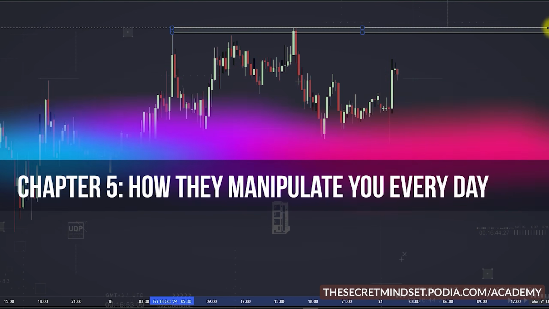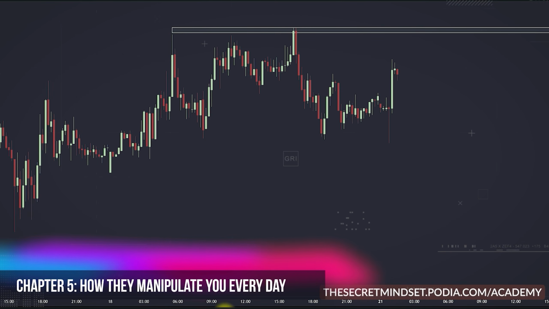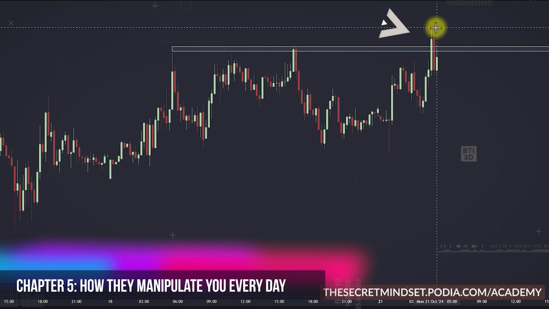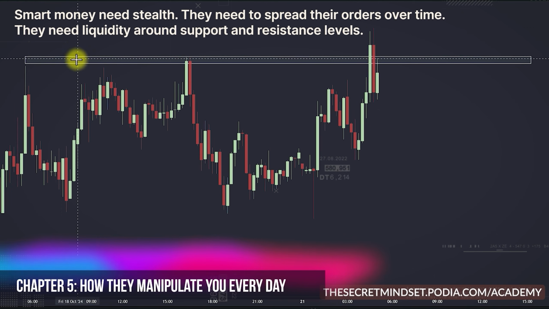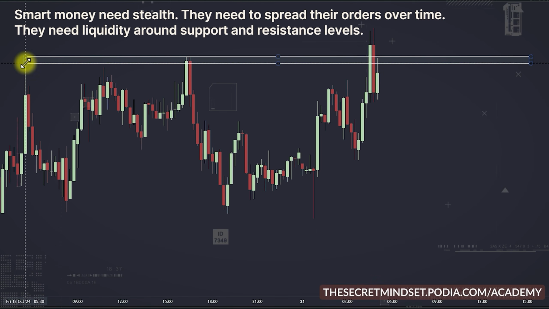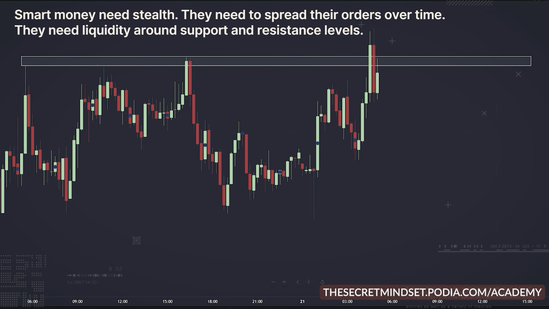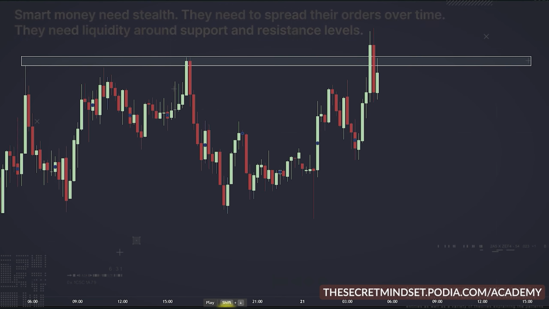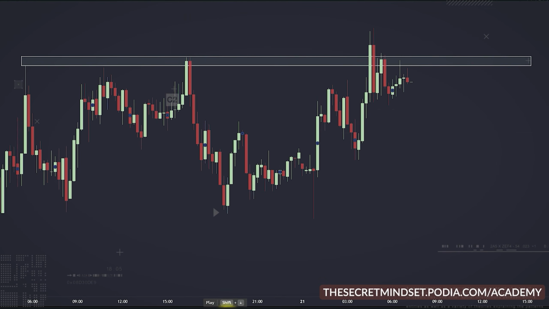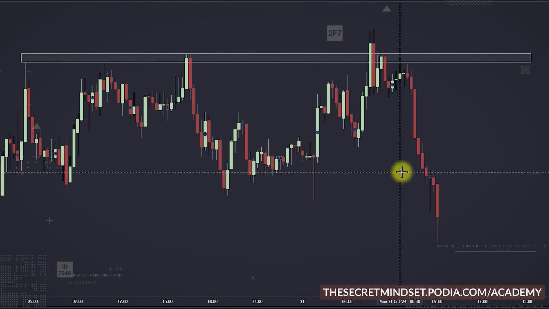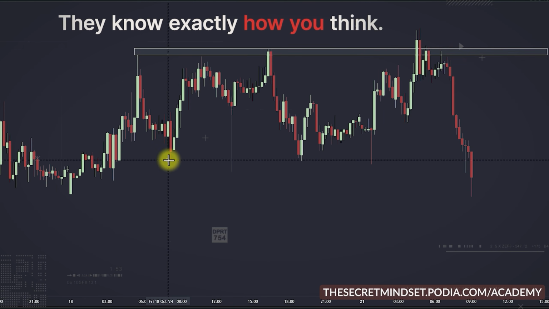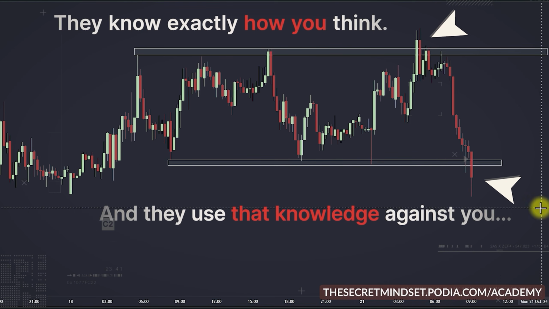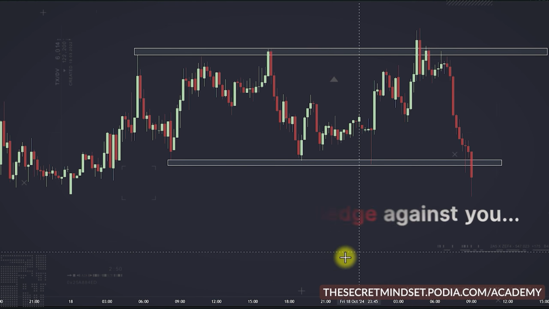Market manipulation isn't some conspiracy theory. It happens every single day, right in front of your eyes. It's because smart money needs stealth. They need to spread their orders over time. They need liquidity around support and resistance levels. That's where all the retail orders cluster. They know you place stop losses below support. They know you buy when price breaks resistance. They know exactly how you think, and they use that knowledge against you.